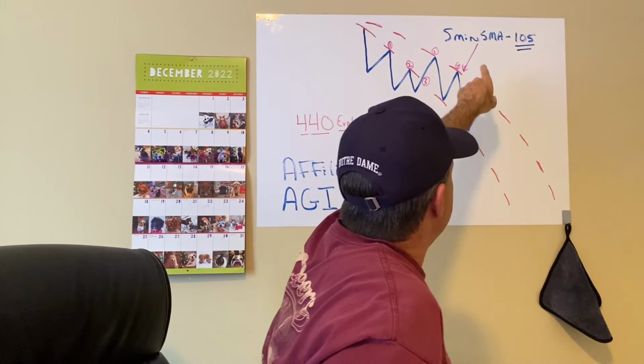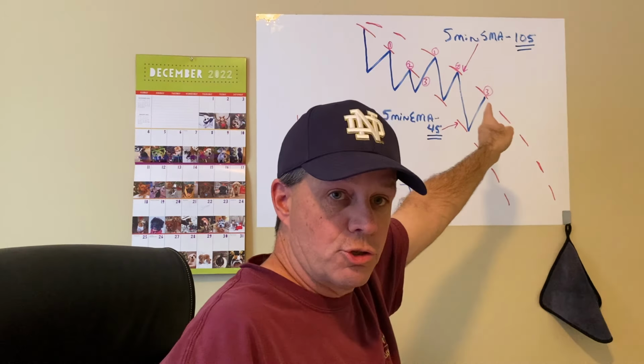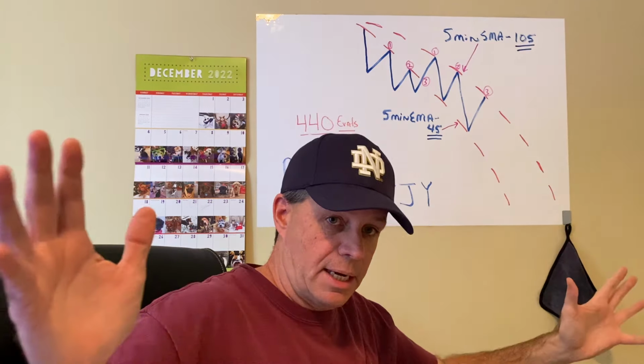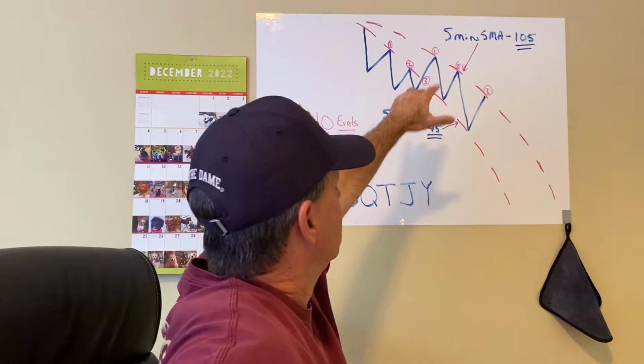Remember, you're only trading in the direction of this one anyway. That's the trade direction SMA. Remember that. If you're below it, you're only taking shorts. If you're above it, you're only taking longs. Just to get everybody familiarized with which one I'm talking about.